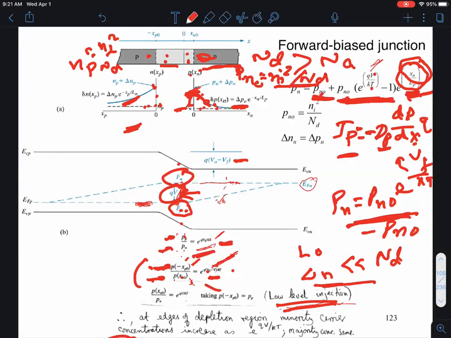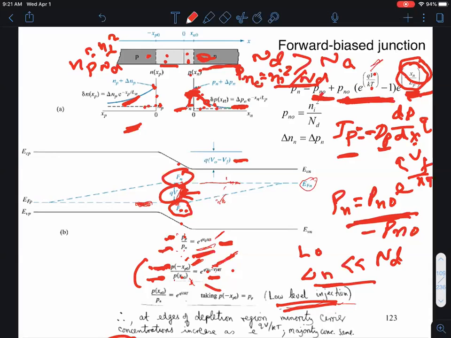Now, in a few minutes, towards the end of this class, we'll get rid of this assumption and we'll look at high-level injection, where the change of the majority carrier concentration is also non-negligible. And we'll see how the IV characteristics get modified. And we'll do that hopefully at the end of this class today.